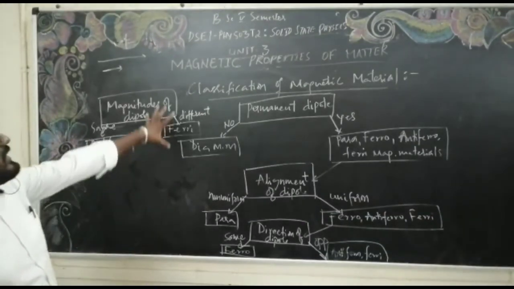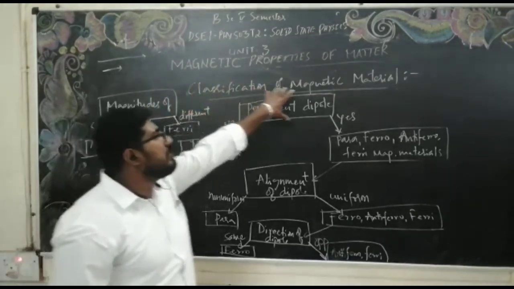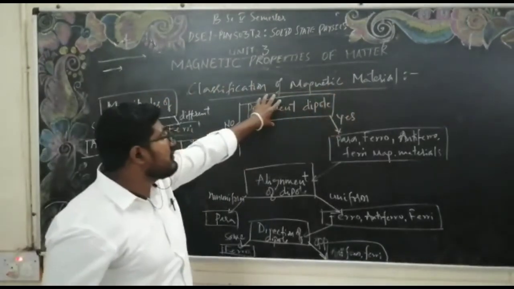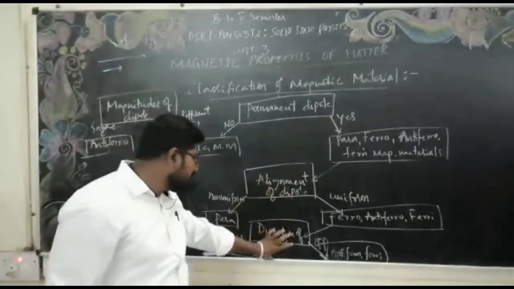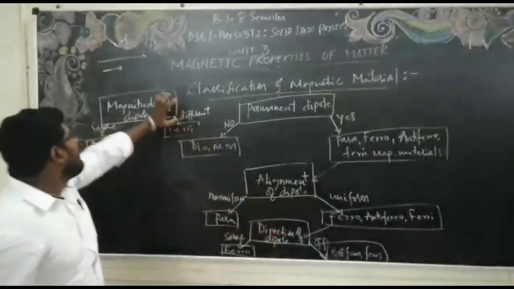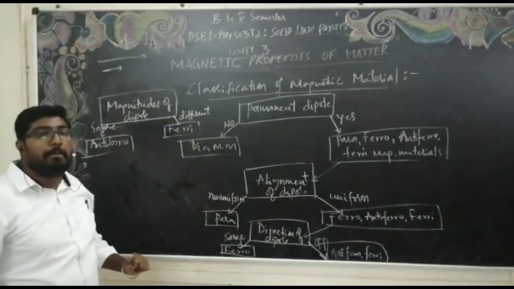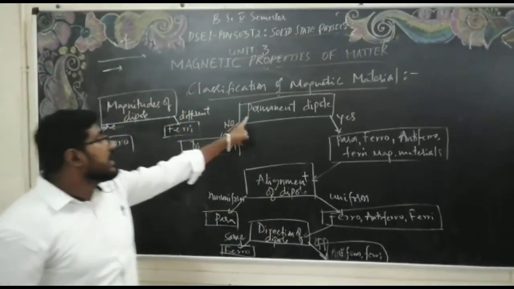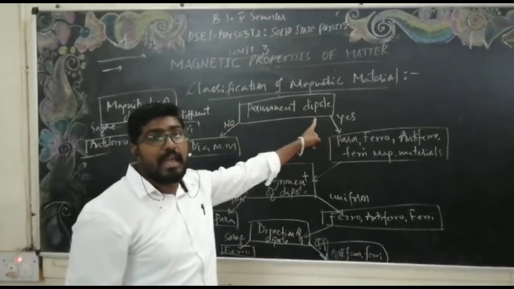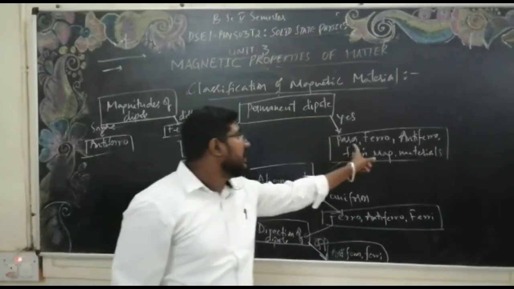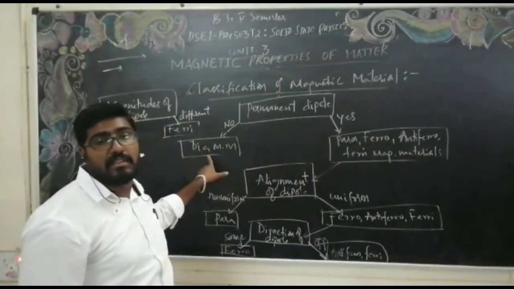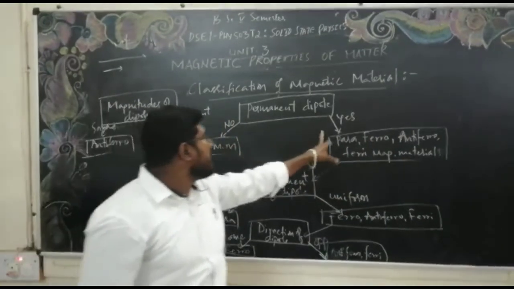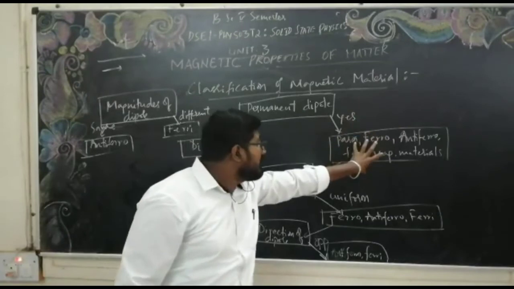Okay, so here the classification of the magnetic materials is based on the permanent dipole, it is based on the alignment of dipole, it is based on the directions of the dipole, and also it is based on the magnitudes of the dipole. If the material has a permanent dipole, in that case the materials are these. If they are not permanent dipole, these are all the diamagnetic. Whereas if they are permanent dipole, these are the materials.